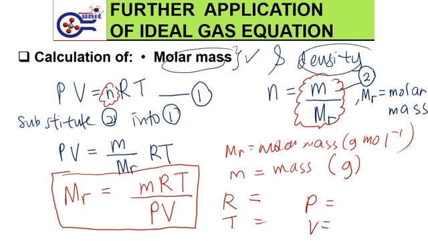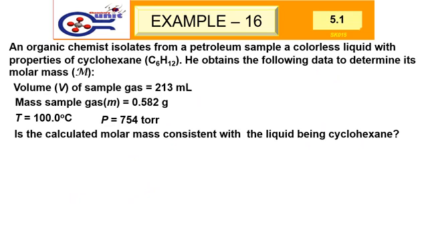Boleh? Okay. Contoh soalan. Okey, tengok kat sini. An organic chemist isolates from a petroleum sample a colorless liquid with properties of cyclohexane. The cyclohexane adalah C6H12. This one is the chemical formula for the cyclohexane. He obtains the following data to determine the molar mass of the cyclohexane, which is the volume of the sample of gas is 213 milliliter. Mass of the sample is 0.582 gram. Temperature is 100 degrees Celsius. The pressure is 754 torr. Okay, is the calculated molar mass consistent with the liquid being cyclohexane?